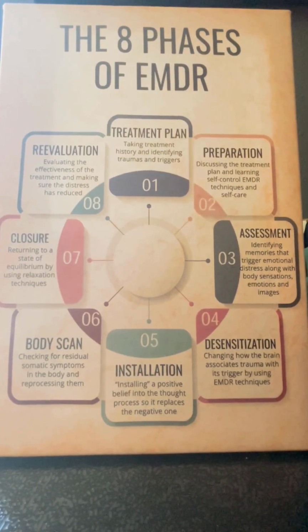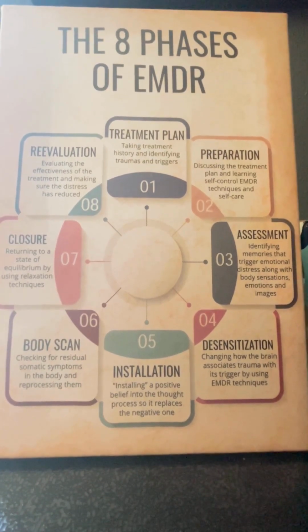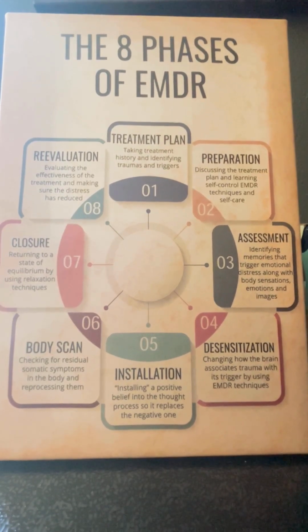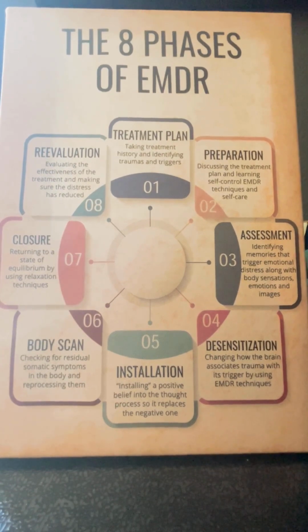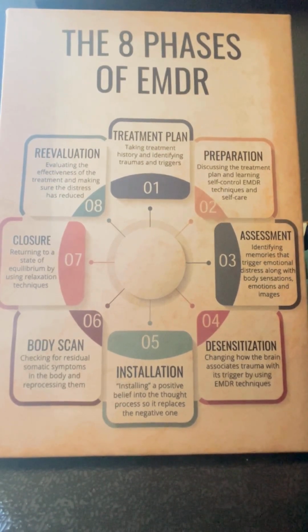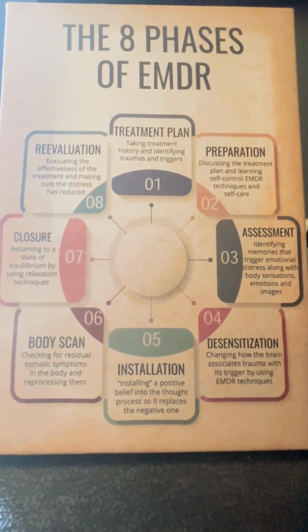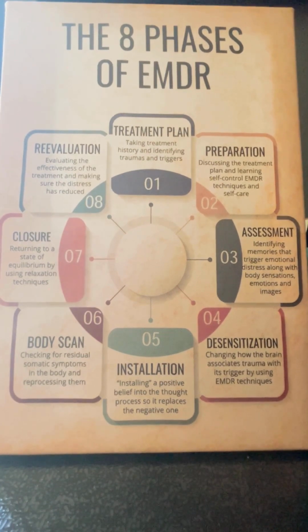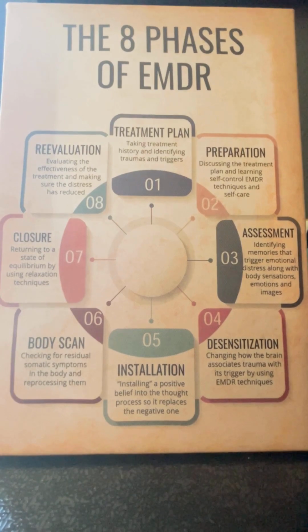So when we get done with phases 1, 2, and 3, we move into stage 4. And this is probably the phase that I think takes the longest, because this is when we're really going through the chunk of what's happening. This is when we work on desensitization. This is changing how the brain associates trauma with its triggers by using the EMDR technique. And this is when we're doing the BLS and the reprocessing, and we're doing the light bar or tactile paddles or headphones or whatever we've figured out works best for you.